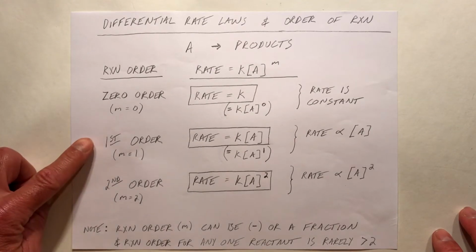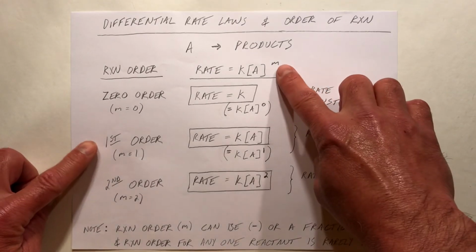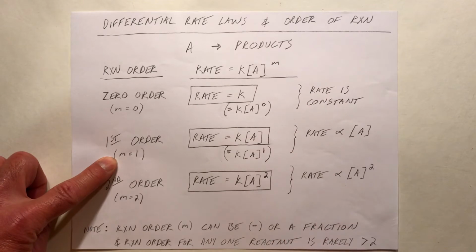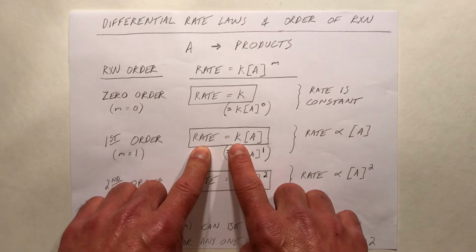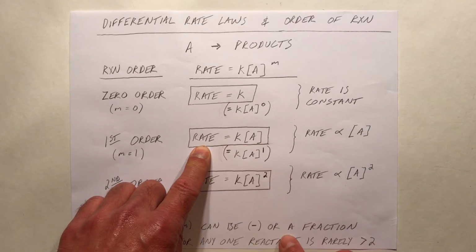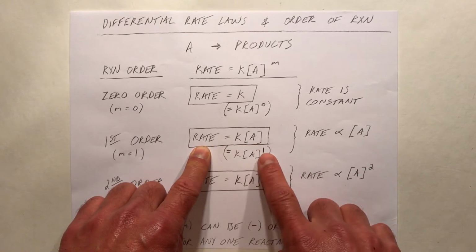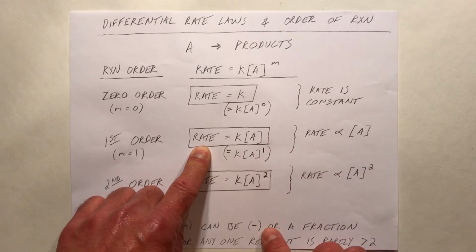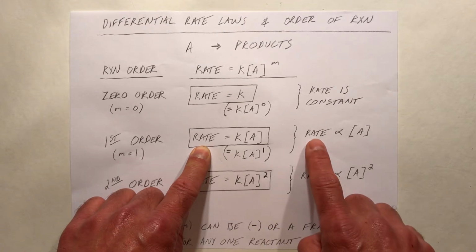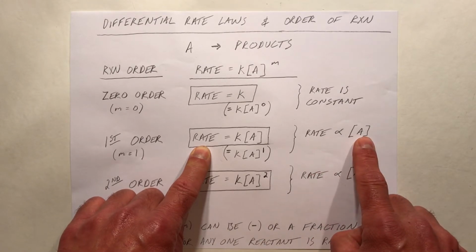In a first order reaction, that means the m value is 1. The differential rate law looks like this. The rate is equal to the rate constant k times the concentration of A. Remember that anything raised to the first power is just equal to itself, so we typically don't write that one exponent in there. And notice that here the rate is proportional to the concentration.